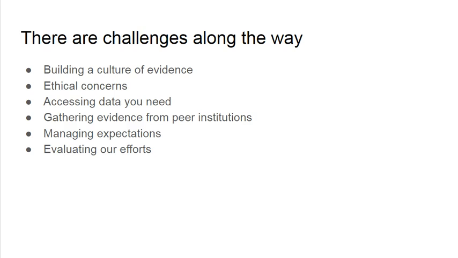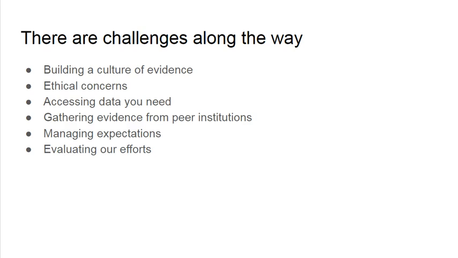I said that we don't need to let a single person feel like they're the only one doing assessment. That means we need to build a culture of evidence and a culture of assessment within each department and within each division of student affairs, within each division of academic affairs, whatever the administrative unit or umbrella that we're under. I mentioned a couple of ethical concerns. We need to be aware of those and mindful of those as we do this work. We have to get access to the data that we need.